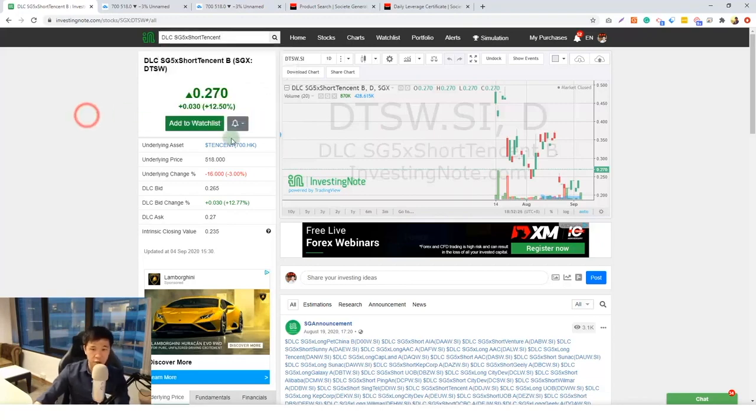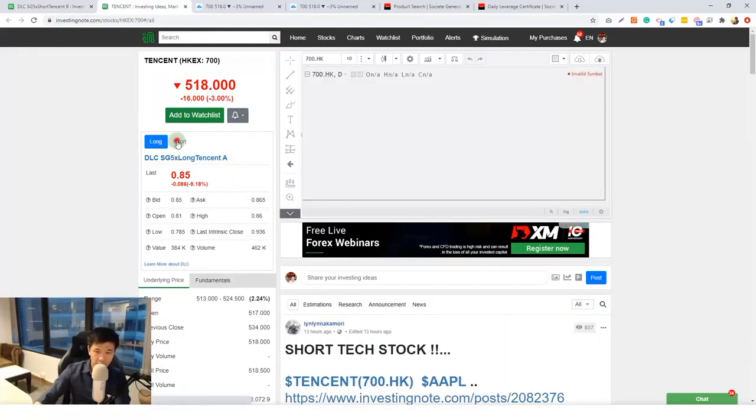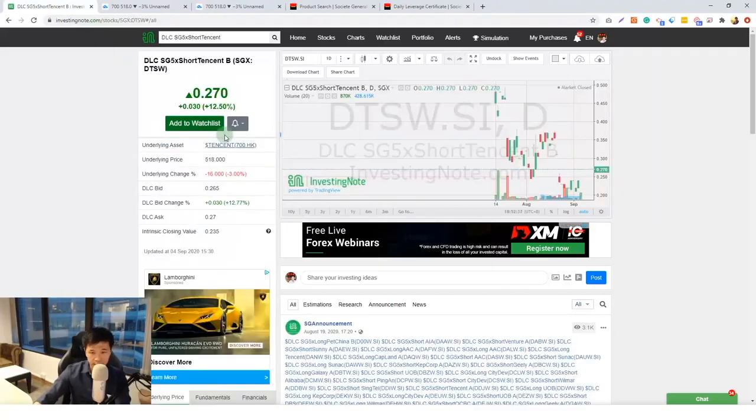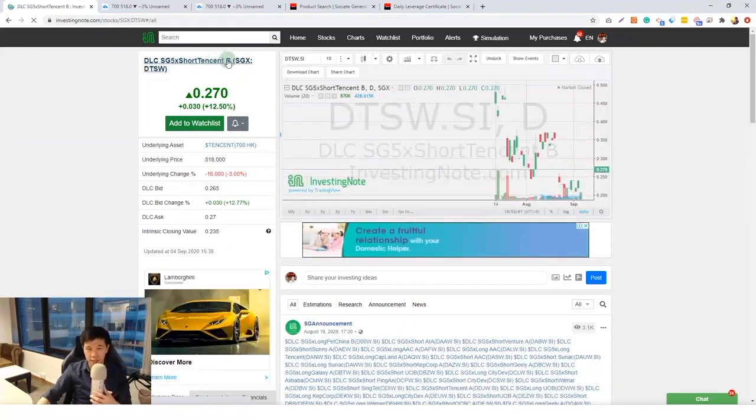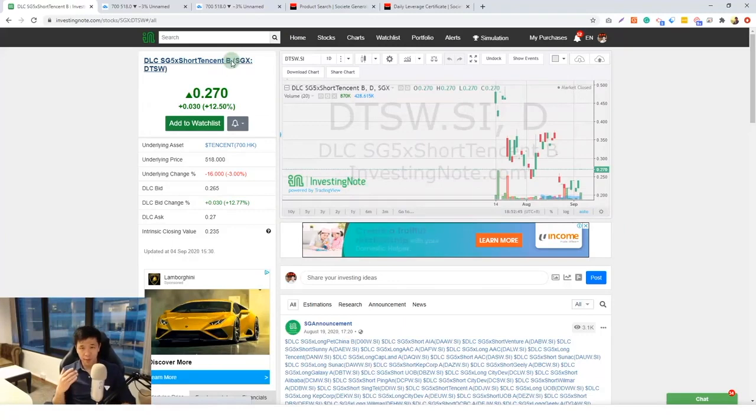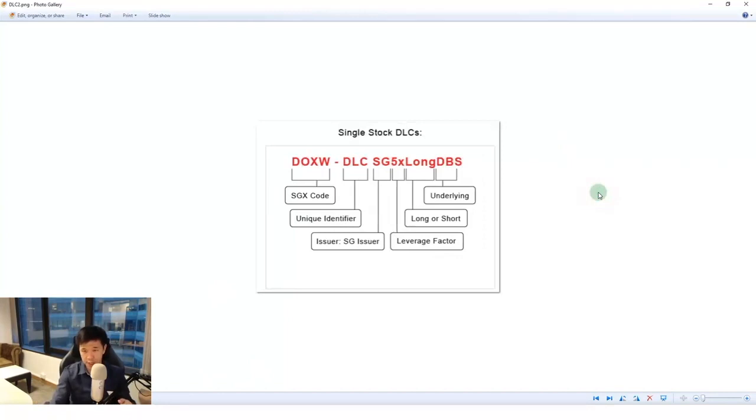So the easiest way to do that is to look at the underlying, right? Look at the underlying, and from there, you just pick whether you click long or short, and you select the DLC directly from there. So in this case, right, we have the Tencent short Tencent B. Now that we want to short, there's something that you need to know, and let me see if I can find it for you. So this is usually how a DLC kind of looks like, right? The code for a DLC.